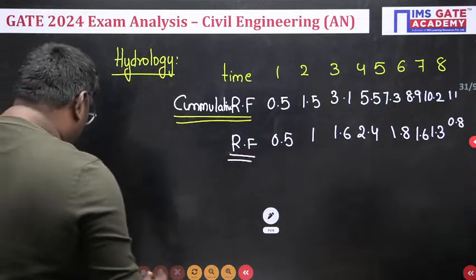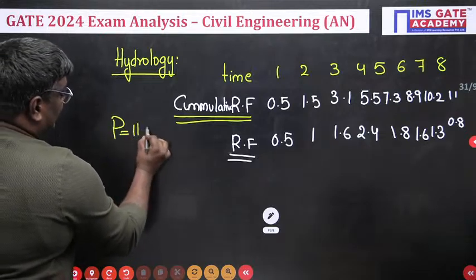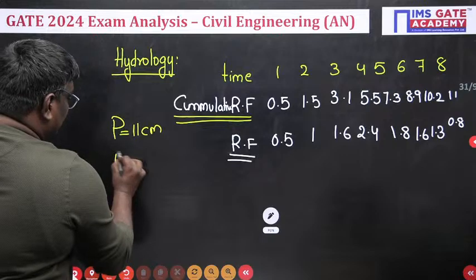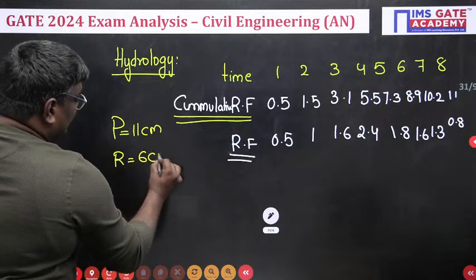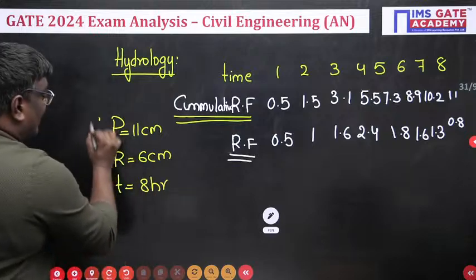Now in the problem, they have given precipitation as how much, sir? Precipitation as 11 centimeter. Runoff is 6 centimeter. And time is how much, sir? 8 hours. So these are the values they have given, sir.